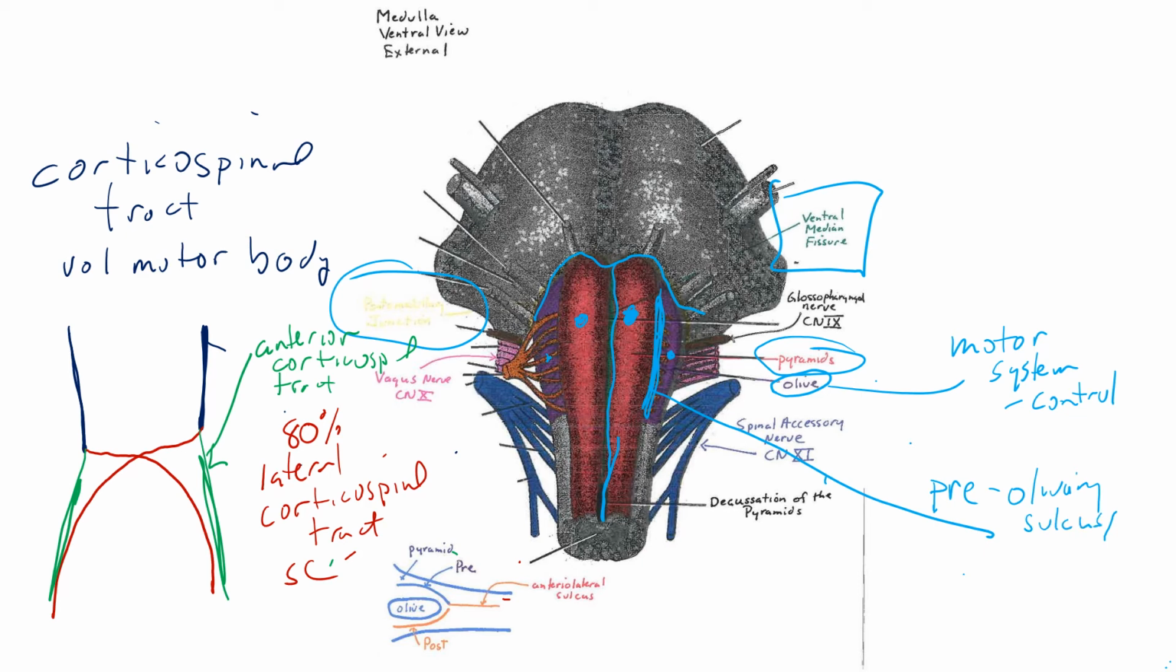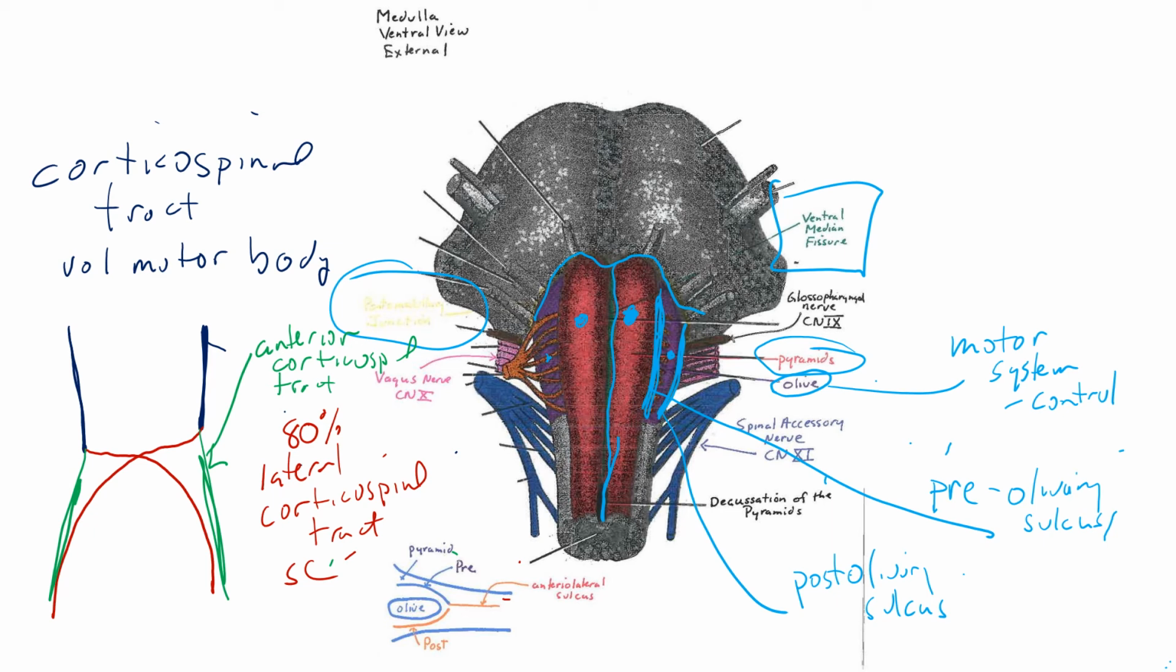And that indentation is called the pre-olivary sulcus. And then behind the olive, and it's hard to see on this picture, but right back here, we would see a post-olivary sulcus. So therefore, if you're going to name structures as you move across this ventral surface, you would see, first of all, the ventral median fissure. Then you would see the pyramid. Then you would see the pre-olivary sulcus. Then you would see the olive. Then you would see the post-olivary sulcus.